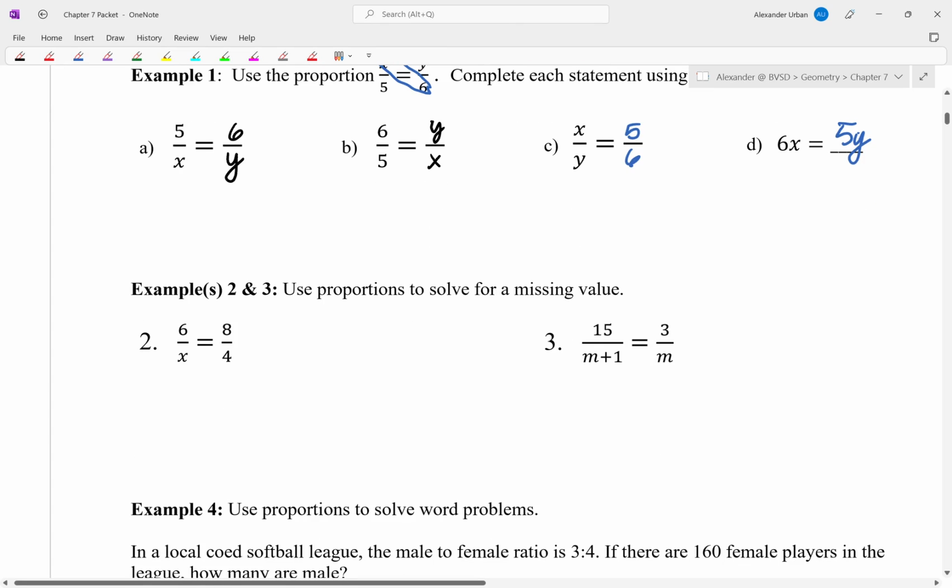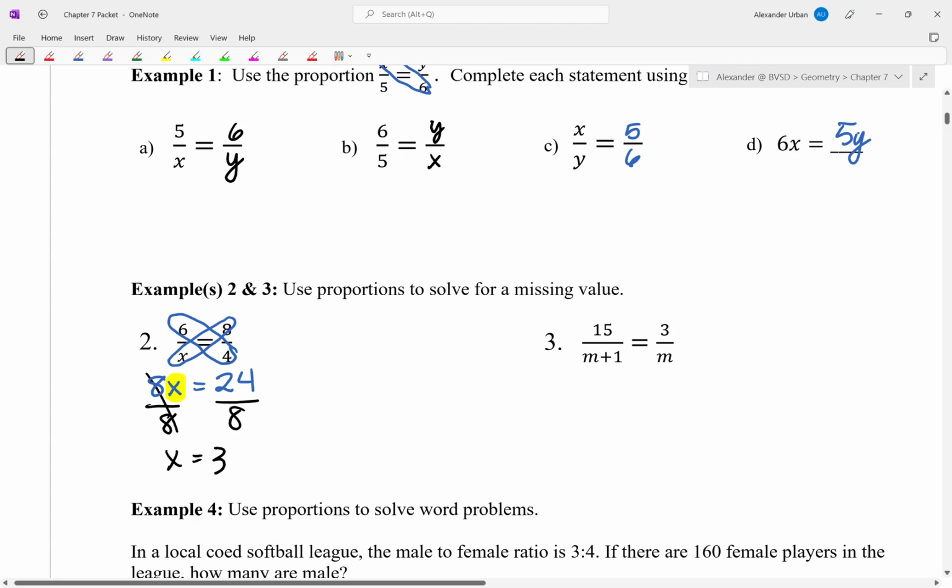For examples 2 and 3, we're just going to use our cross multiplication to solve the proportions. So in this circumstance, we have x times 8, which is 8x, is equal to 6 times 4, which is 24. I want to solve for just a single x, not 8 of them, so I need to divide both sides by 8. And by doing that, I should end up with x is equal to 3.